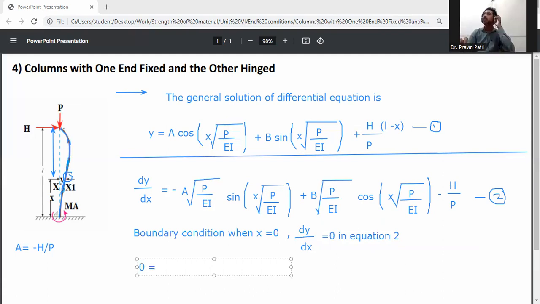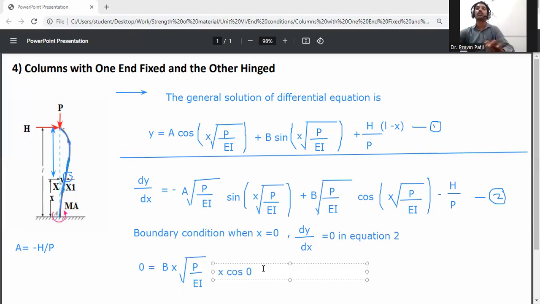0 is equal to. So this term, when we put sine 0, it will get 0. Then B into root of P by A. Then cos 0, cos 0 will be 1. Then minus H by P. So B is equal to, how much will we get here?